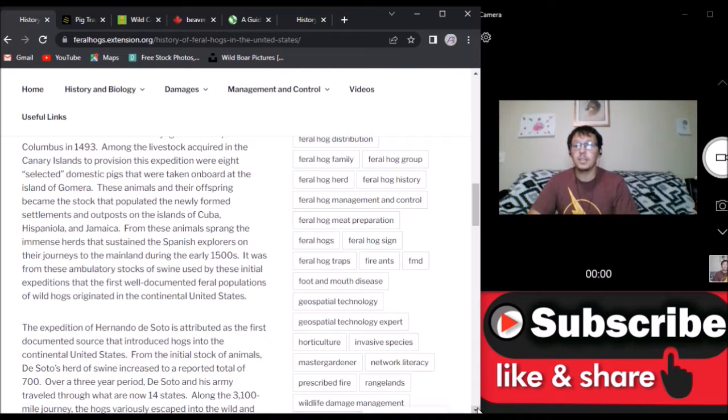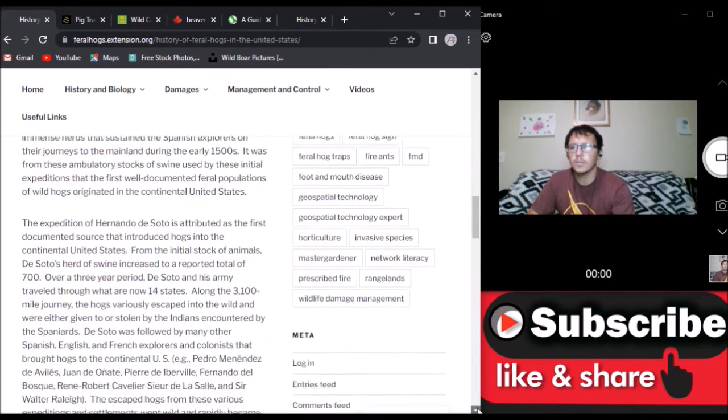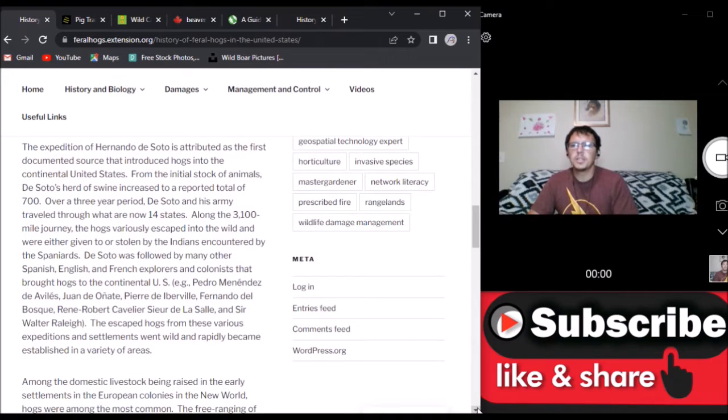It was from these ambulatory stock of swine used by these initial expeditions that the first well-documented feral population of wild hogs originated in the continental United States. This actually might be the better article. The expedition of Hernando de Soto is attributed as the first documented source that introduced hogs into the continental United States from the initial stock of animals.